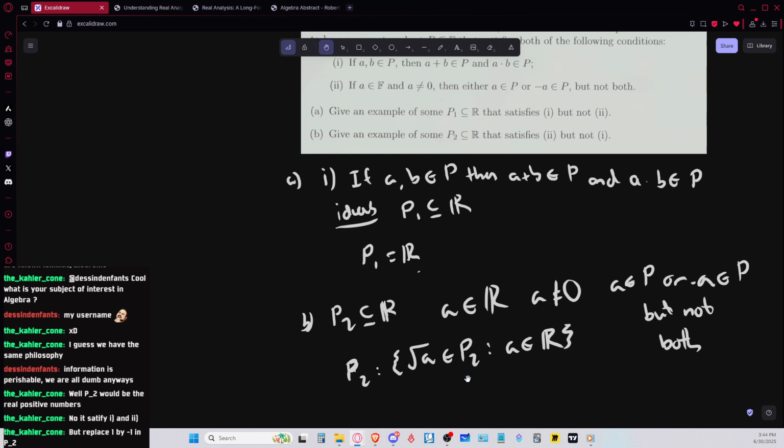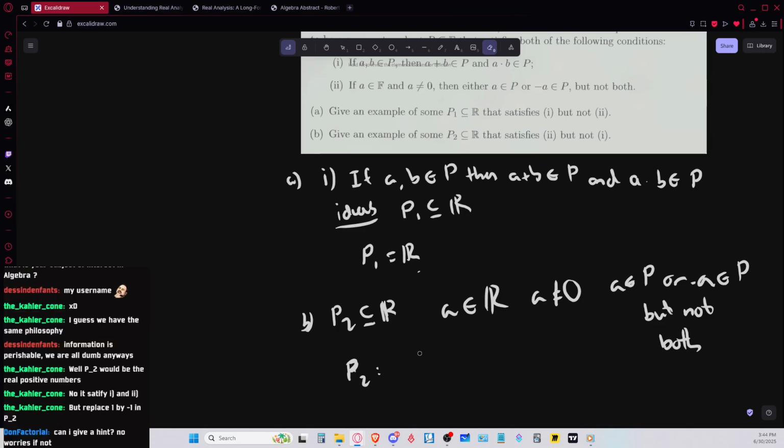But replace 1 by -1 in P2. I mean, it's like P2 is equal to the square root of -1. I mean, that'd be funny. When I think about it deeply, it kind of would work? I don't know.